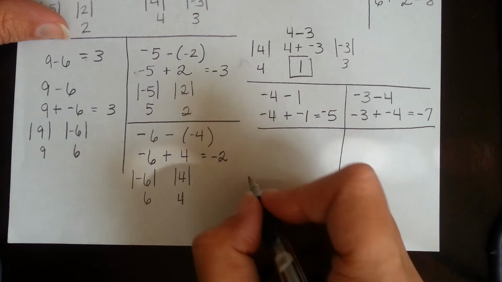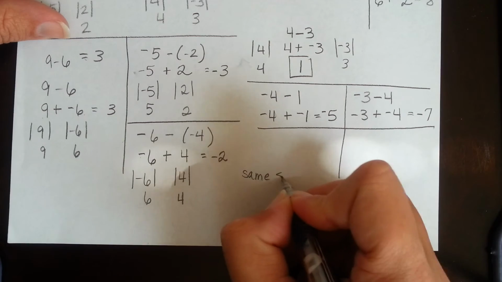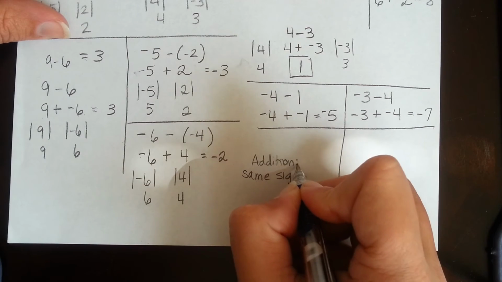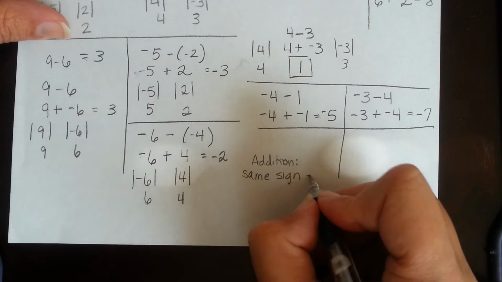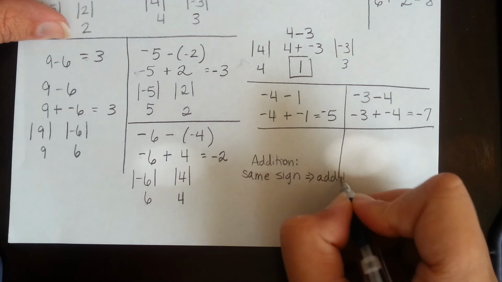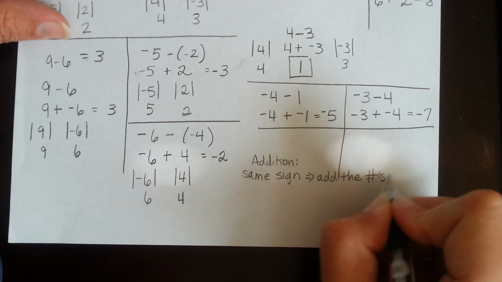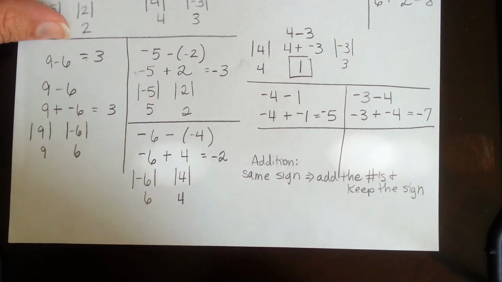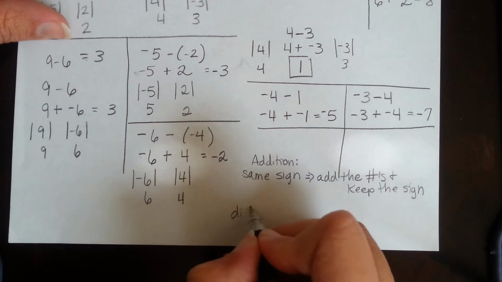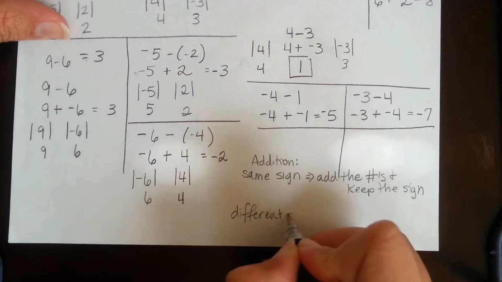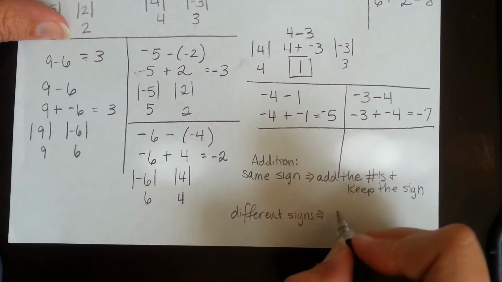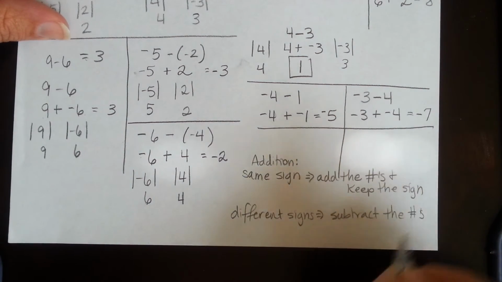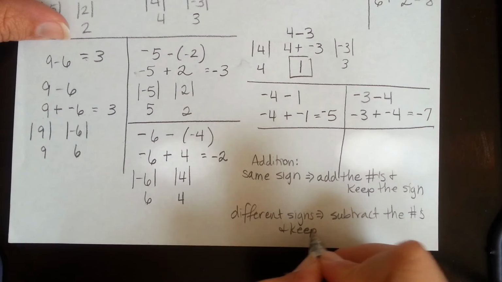So if I wanted to summarize the sign rules for addition, if I'm adding and they have the same sign, I want to add the numbers and keep the sign. If they have different signs, I want to subtract the numbers and keep the sign of the larger absolute value.